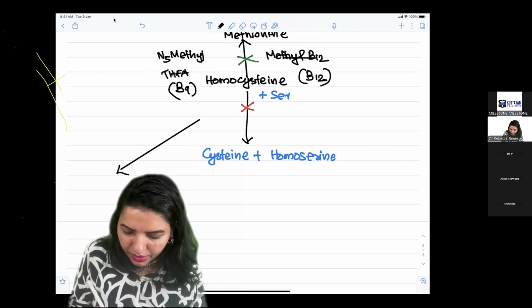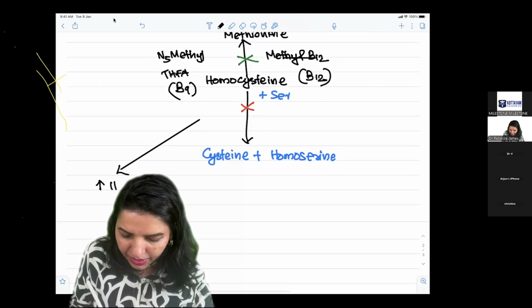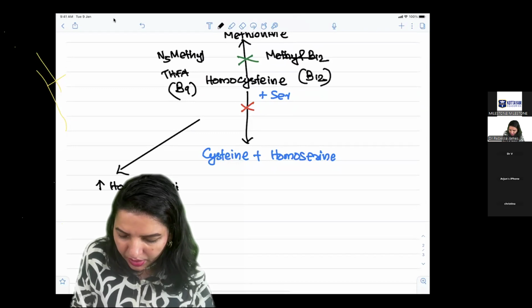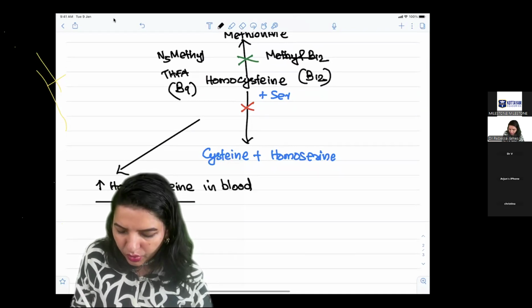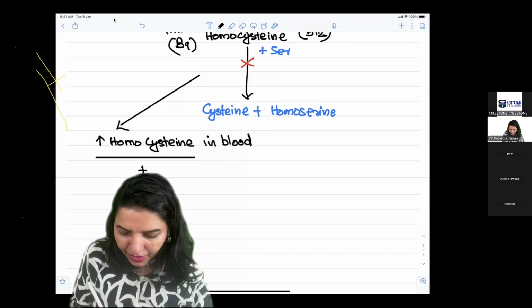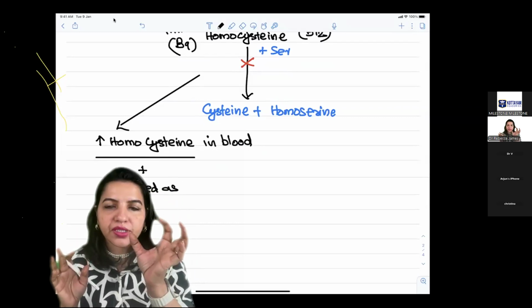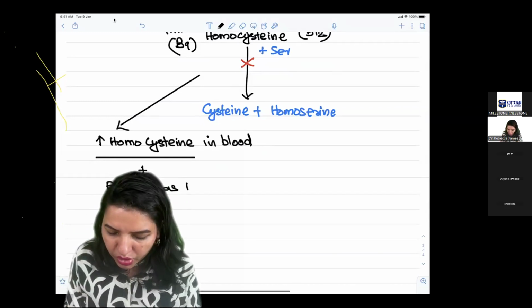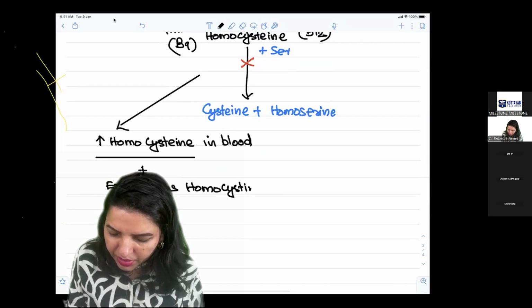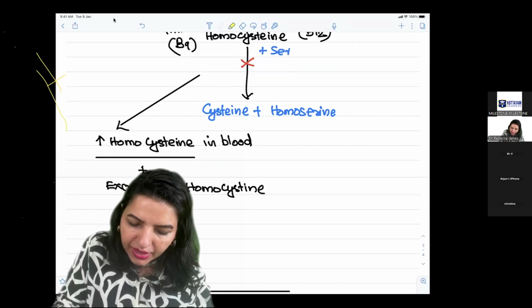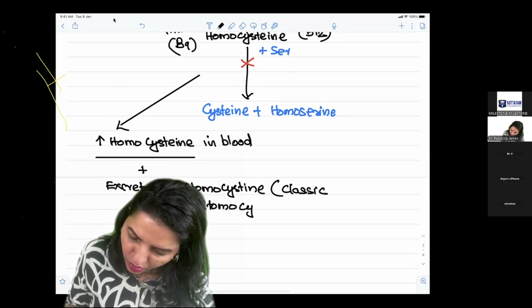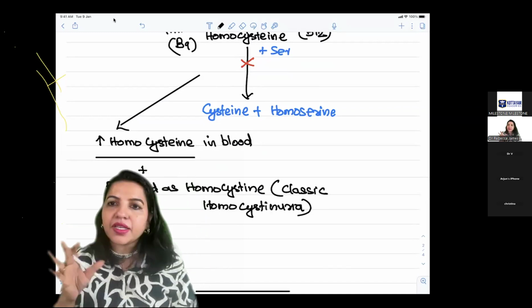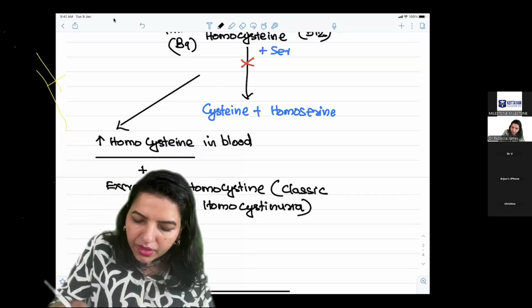So if there is a defect here, what we can see is there is increased homocysteine in blood. Now, whenever there is increased homocysteine in blood, usually what happens is they combine, and what is excreted? It is not excreted as a single amino acid. It is usually excreted as a doublet, that means it is usually excreted as homocystine. So, this is why this condition is called classic homocystinuria.